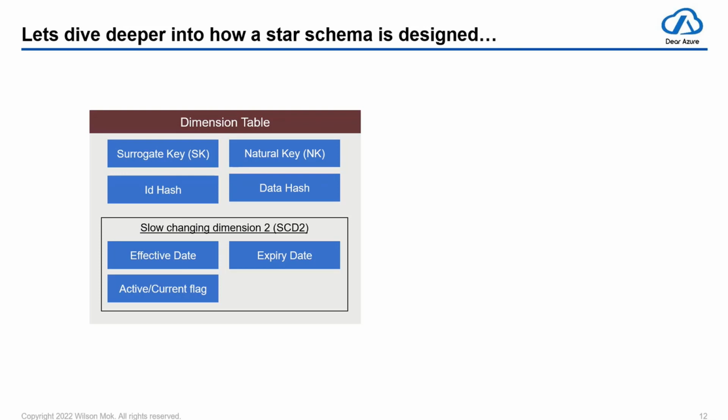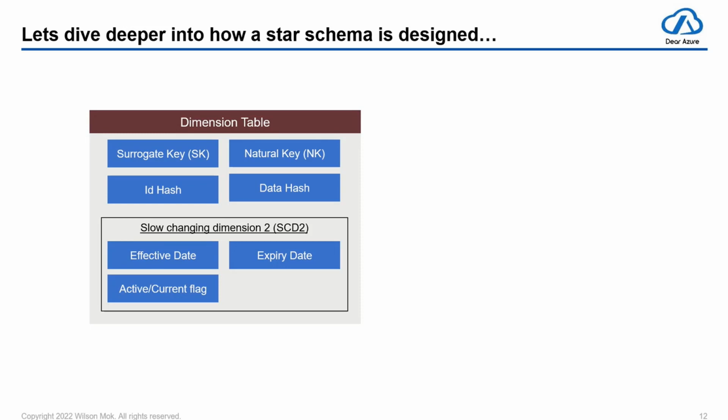The next item, on the right, is called the natural key, or NK. This is the source system's primary key. So if we have a table in a source system that tracks customers, the customer ID would be the natural key in this case.